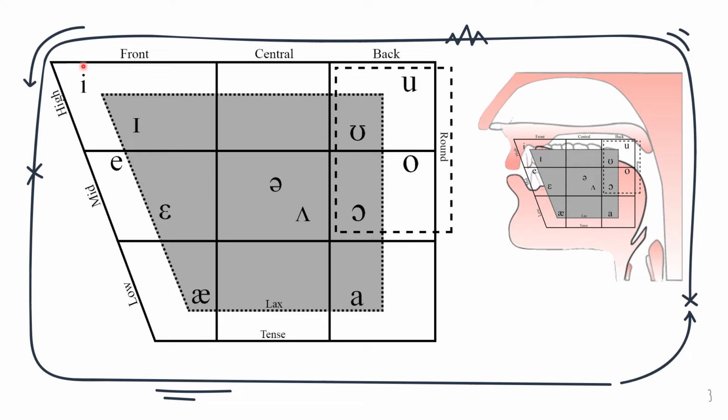And the horizontal position, front, center, and back of this chart shows the relative front to back position of the tongue. Sounds made near the front of the mouth are placed in that location on the chart, while sounds made in the back are placed accordingly.